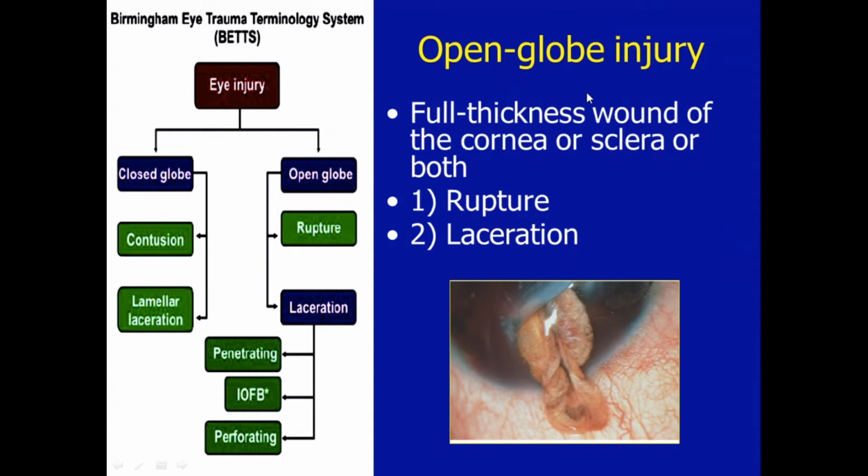Open globe injury: full thickness wound of the cornea or sclera, maybe rupture or laceration. Here you see an example of open globe injury, the injury of the cornea, and here you see the iris in this wound, a very severe trauma.